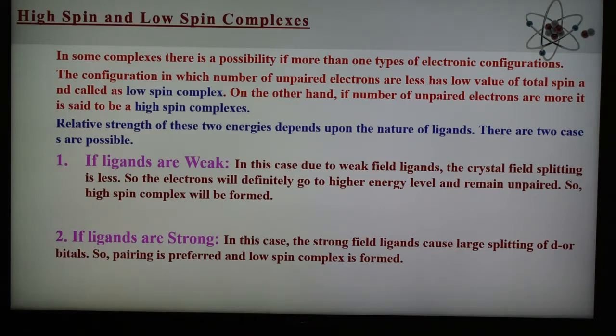In the second case, if the ligands are strong, the strong field ligands cause a large splitting of the d orbitals, and as a result delta O is greater than P, so pairing is preferred, and in this case a low spin complex is formed. So when the ligands are strong, low spin complexes are formed, and when ligands are weak, high spin complexes are formed, depending upon whether the ligand is weak field or strong field. So there are two types of complexes, high spin and low spin, depending upon the number of unpaired electrons and the nature of the ligand.